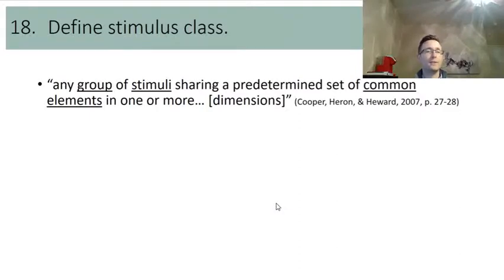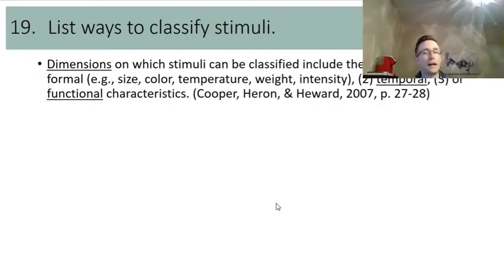Alright. Objective 18, define stimulus class. A stimulus class is any group of stimuli sharing a predetermined set of common elements in one or more dimensions. Any group of stimuli sharing a predetermined set of common elements in one or more dimensions. So in other words, 2 or more stimuli that have shared features in a particular dimension or multiple dimensions. And so let's look at that in more detail in Objective 19, listing ways to classify stimuli.